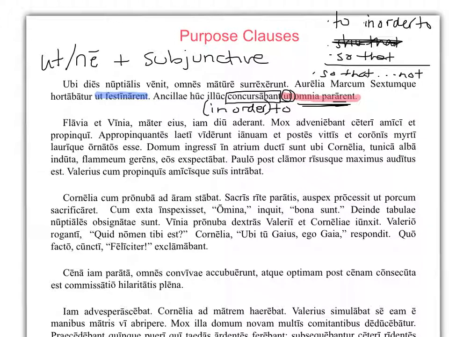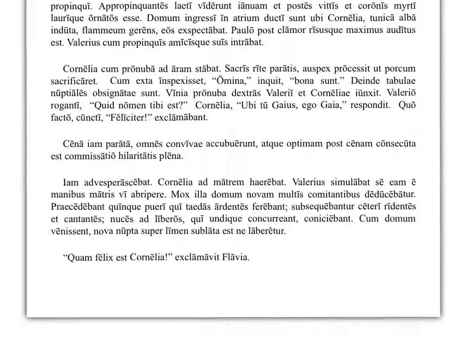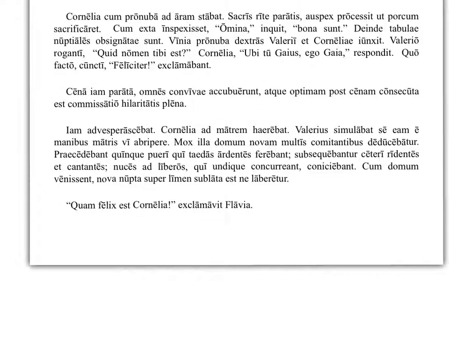So by now in your notes, you should have this example written out. You should have the formula of the purpose clause, and you should have those translation options. So we'll go over those again real quick in just a minute after we've seen another example. So I'm just going to scroll us down, and we'll see a nice example all the way at the bottom of the story where we see that when they had come domum, when they had come home, right? Nova nupta, the new bride, sublata est, was carried, super limen, above the threshold, and here it is, ne laberetur.